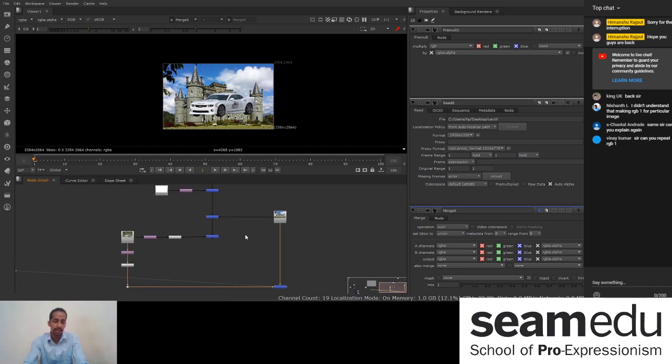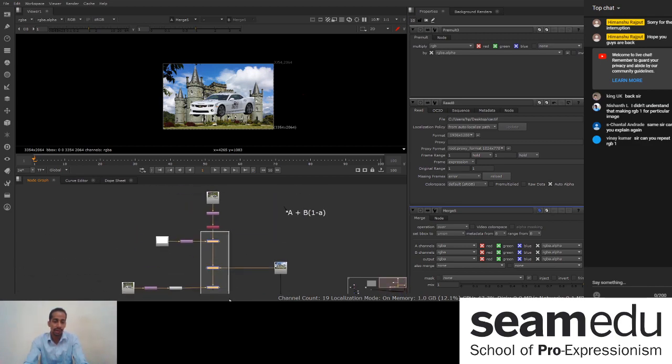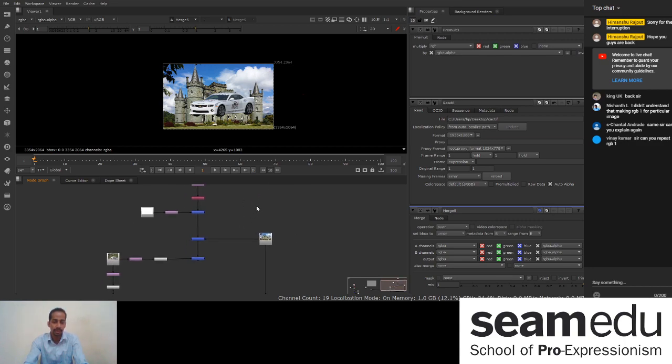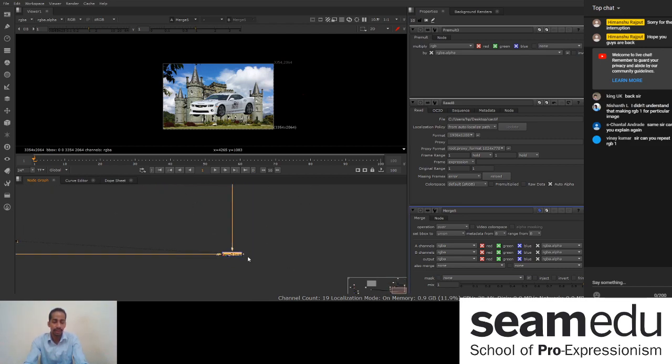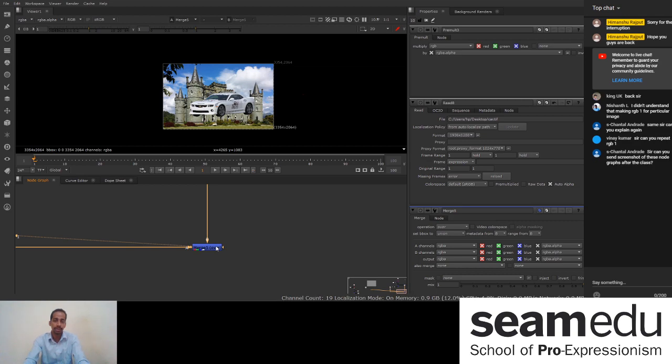So of course, as a compositor, you don't have to do all of these, but to understand this formula, I just prepared this session for you to learn in this way. And if you know this way, then you can easily understand what's happening behind the over operation. All right, so this is that.